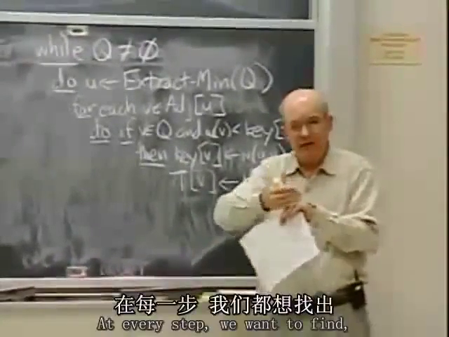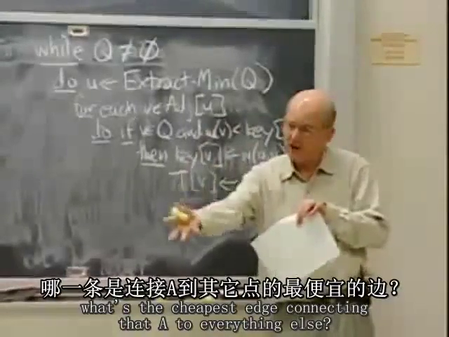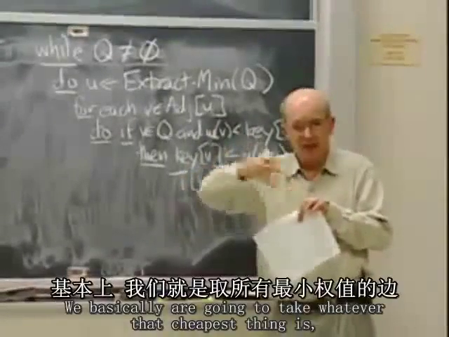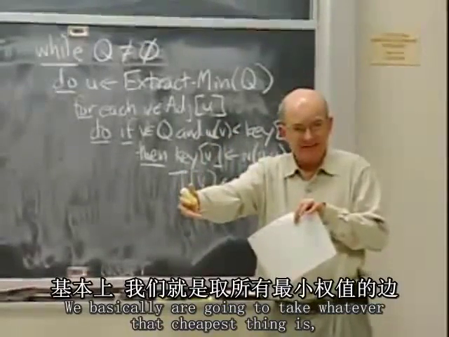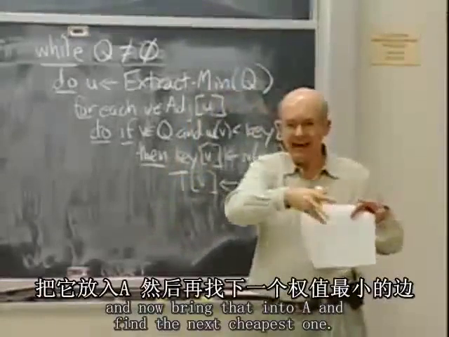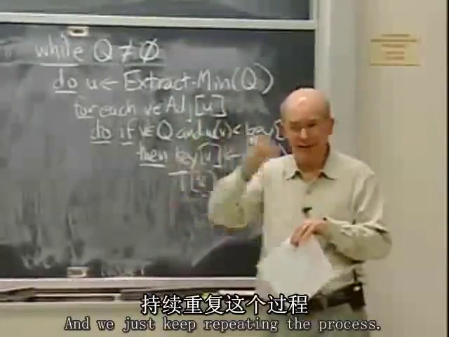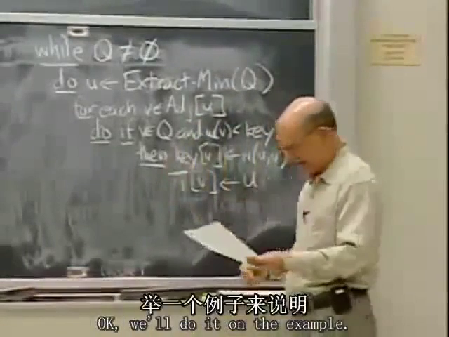At every step, we want to find what's the cheapest edge connecting that A to everything else. We basically are going to take whatever that cheapest thing is, add that edge in, and now bring that into A and find the next cheapest one. And we just keep repeating that process. We'll do it on the example.